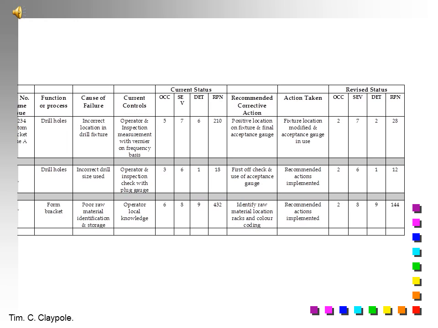If we need to look at the drilled holes for the right size, a first off check with the use of an acceptance gauge will produce a minor improvement, reducing our occurrence risk down to 2, reduce our risk priority down to 12.